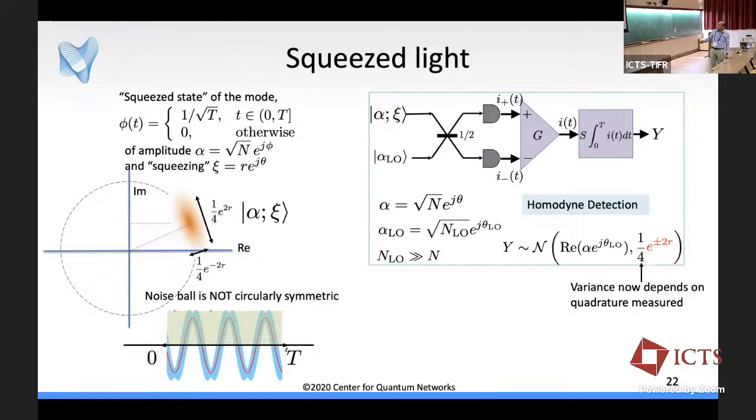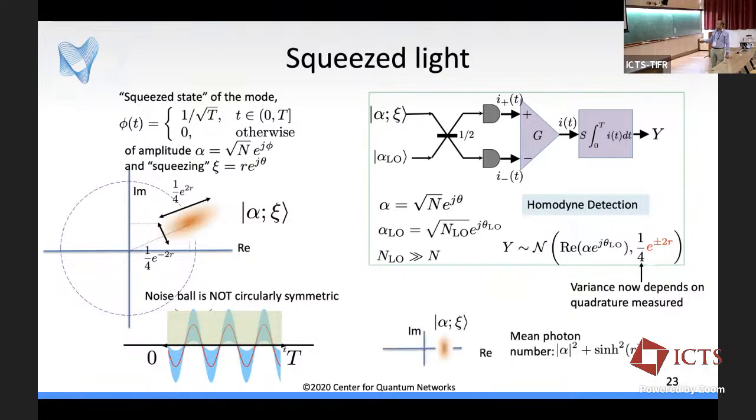If you look at it in the time domain, what squeezing means is that depending upon which quadrature you are measuring, the noise ball's size can change. And you can squeeze it in different directions. You can squeeze it this way, you can squeeze it this way. This is called phase squeezing, this is called amplitude squeezing. And where the noise ball amplifies and where it shrinks, that changes.